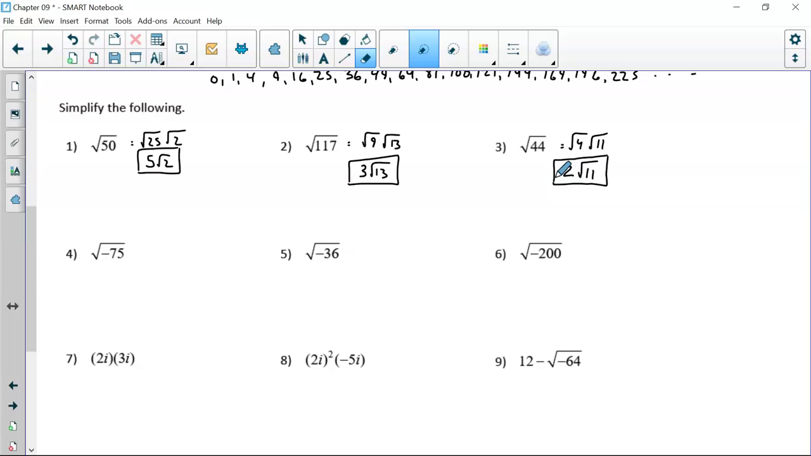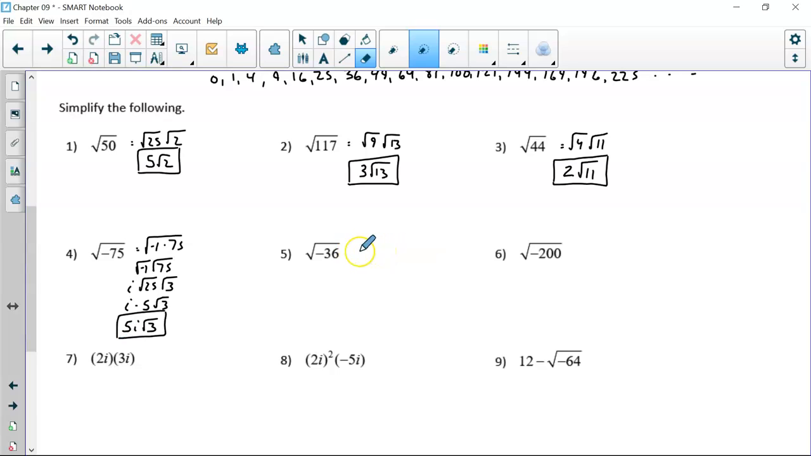Now, this is where we get to the new material. The square root of -75. What it is, it's the same as the square root of -1 times 75. So it's the square root of -1 and the square root of 75. The square root of -1 is i, and the square root of 75 is the square root of 25 and the square root of 3, like we've been doing. So you get i times 5 times the square root of 3. Now you're going to commonly see that written as 5i square root of 3. And that is our answer.